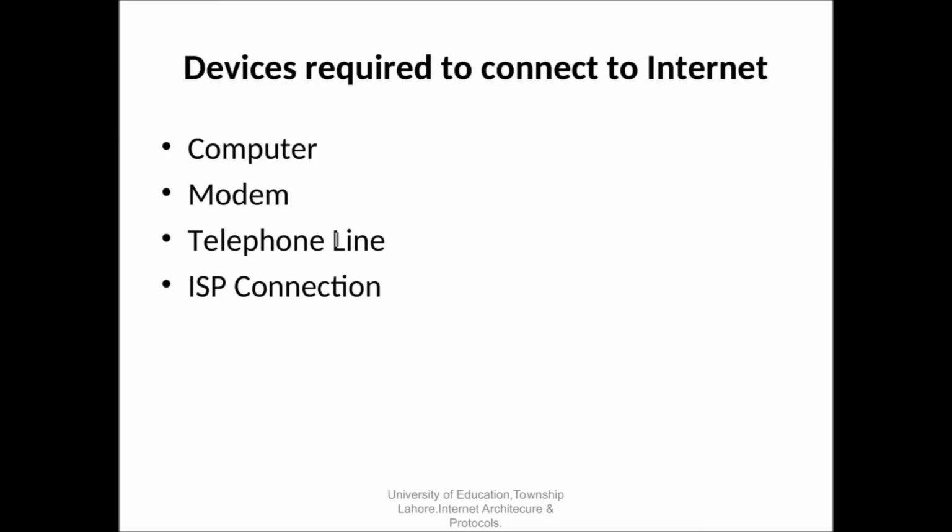Definitely, if we want to connect our system to the whole world, to the global village, we must have an internet connection. An internet connection is provided by a specific internet service provider, and we have discussed in detail the internet service provider, its architecture and its infrastructure in our previous lecture and in this lecture. So we need a computer, a modem, a telephone line, and an ISP connection for the internet service.